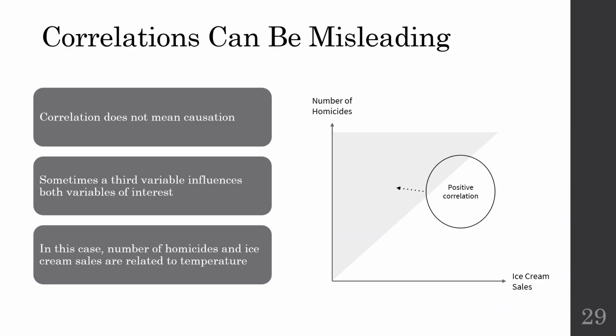But they can also be misleading. One of the big misconceptions about correlations is that we can interpret causation from them, which we cannot do. Correlation does not equal causation. This is a big thing I would say to ingrain in your brain, right? Correlation does not equal causation. These are two different things.